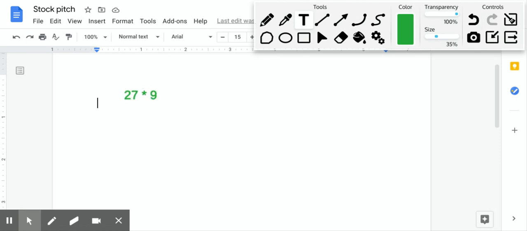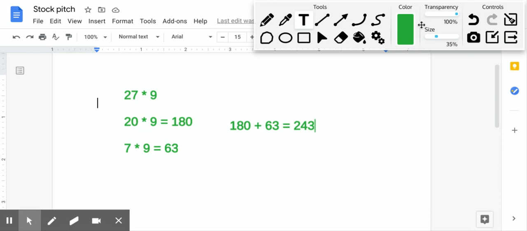27 times 9. So first we multiply the tens, which is, they're two tens, so we do 20 times 9. Okay, 20 times 9, which is 180. And then we take the ones and we multiply that by 9. So there's 7 ones, so it would be 7 times 9, which would get us 63. And then we have to add these two together. So we would do 180 plus 63. And for that, you might want to use a piece of paper, but it is 243.